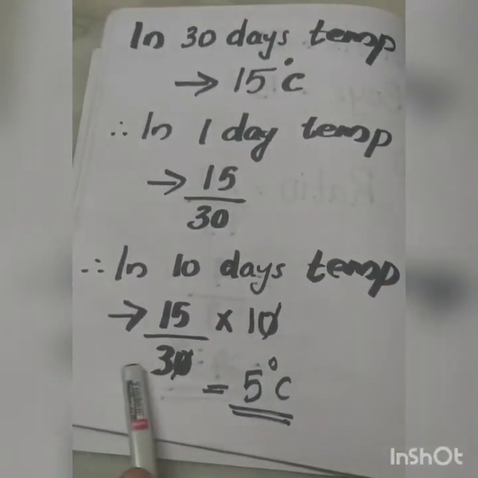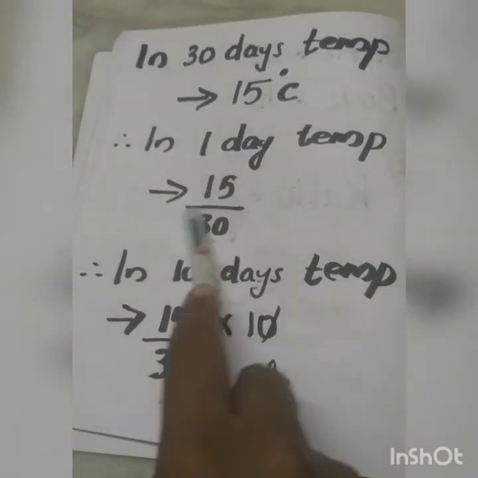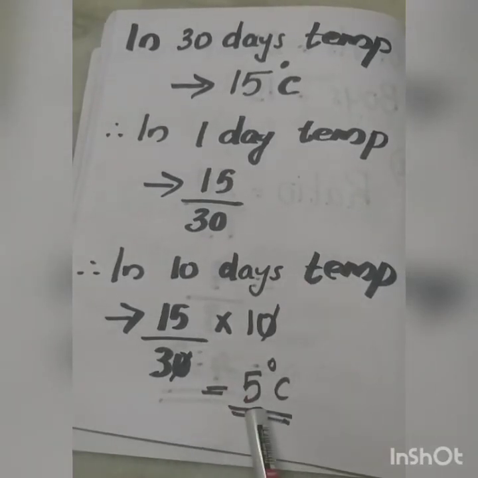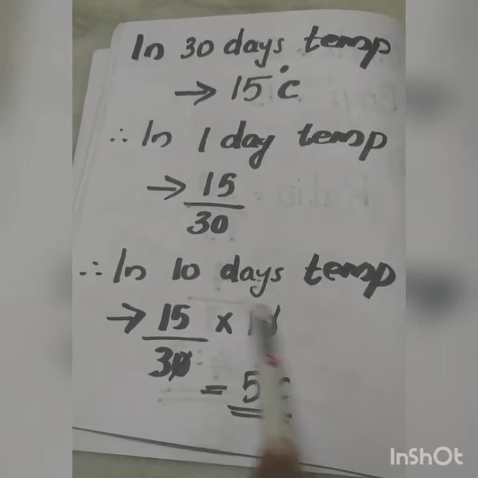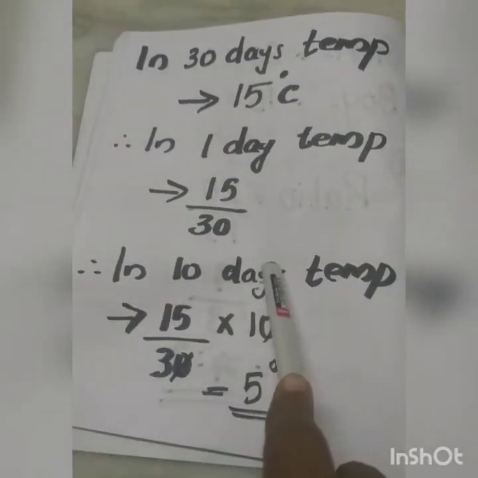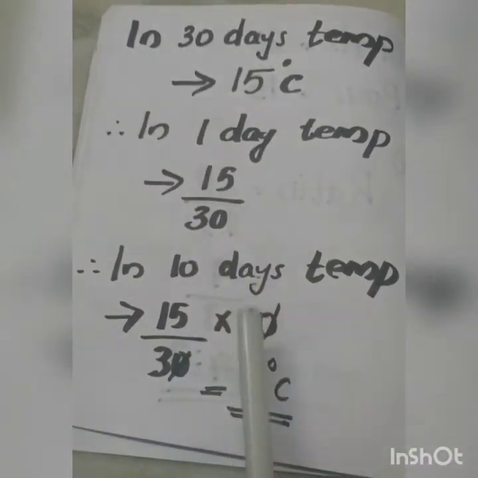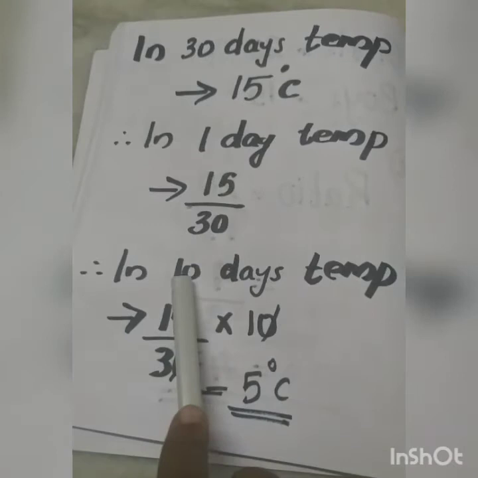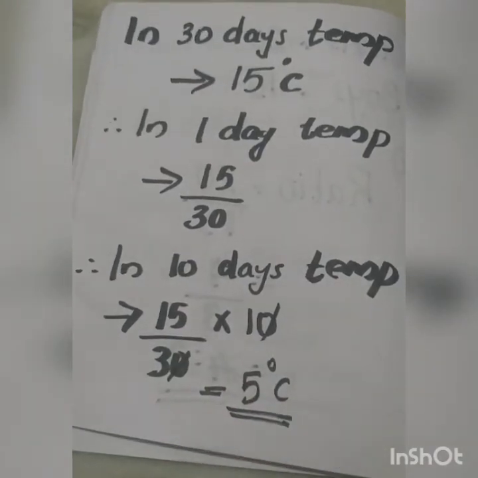Since I can cancel down the common terms, I kept this fraction as such, cancelled, and made my calculation simple. So, 15 by 30 I wrote in the same way into 10. Into 10 is what? The temperature for 10 days. Here the steps are the same. Instead of calculating, I didn't calculate. This is the temperature decrease for 1 day, 15 by 30, so 15 by 30 here itself into 10. So, you got 5 degrees Celsius.